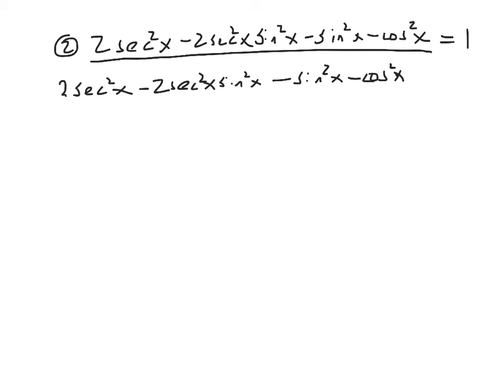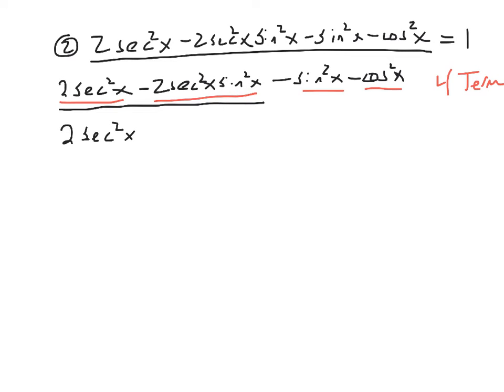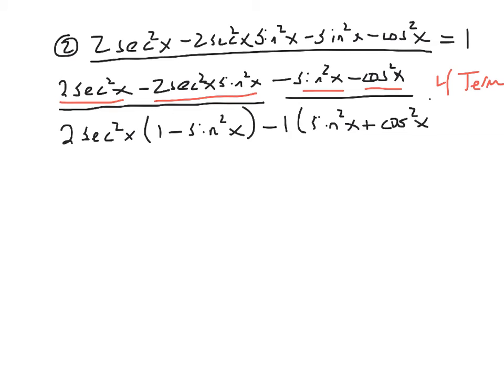Well, again, sometimes it's easier to go back to Algebra 1. If I go back to Algebra 1 on a problem like this, I've got 1, 2, 3, 4 terms. 4 terms, we know that we can factor by grouping. So let's try that here. If I group these two, they have a 2 secant squared in common. And if I pull that out, that leaves me 1 minus sine squared. These two terms have a negative 1 in common. I'm going to pull that out, which leaves me sine squared plus cosine squared.